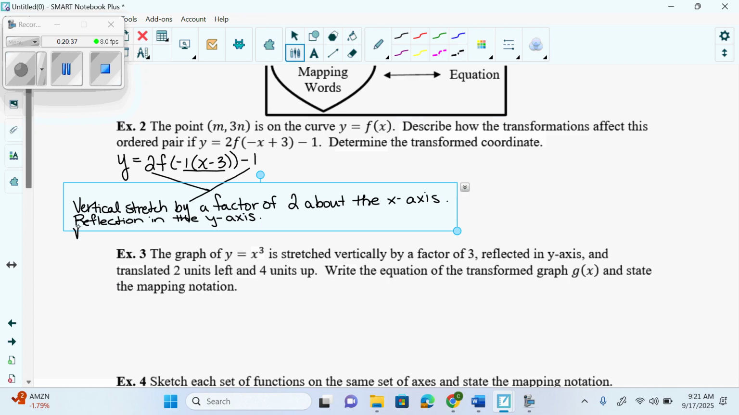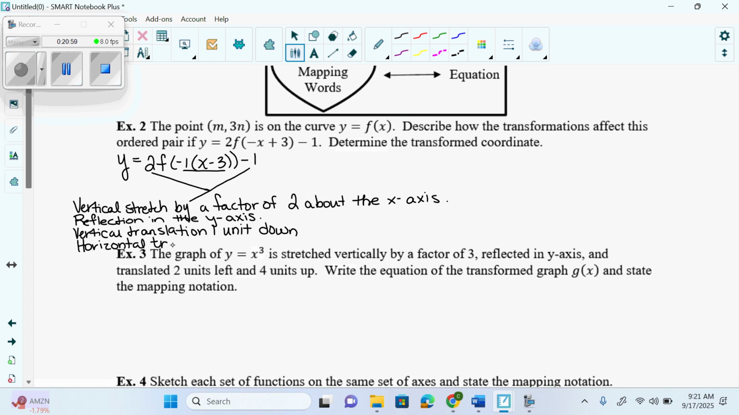Then I have a vertical translation 1 unit what? Down or up? Down, because y's never changed. And a horizontal translation, I'm going from equation to words, so it goes across the double-headed arrow, so it's going to switch. So horizontal translation, 3 units what?